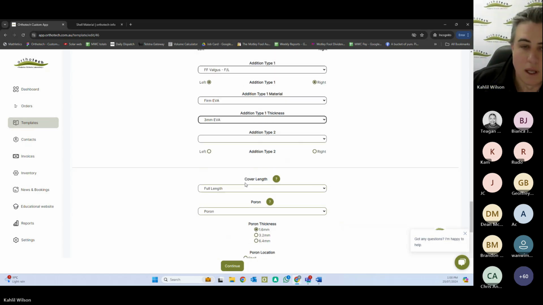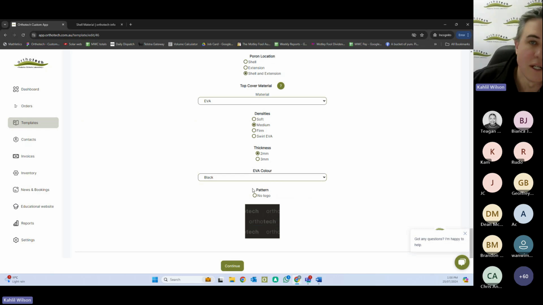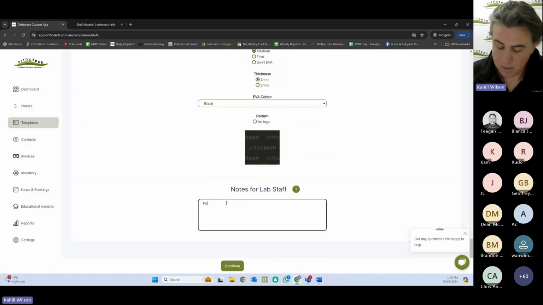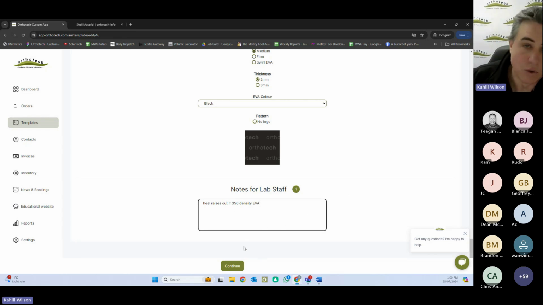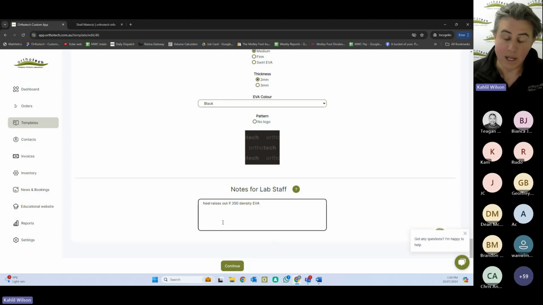And then getting down to the notes, it's like I haven't saved this. All right, so I'd be doing heel raises out of 350 density EVA. And the reason we're doing it out of EVA is so that you can remove it at a later date when you need to. We can do an 8mm heel raise out of PA11.